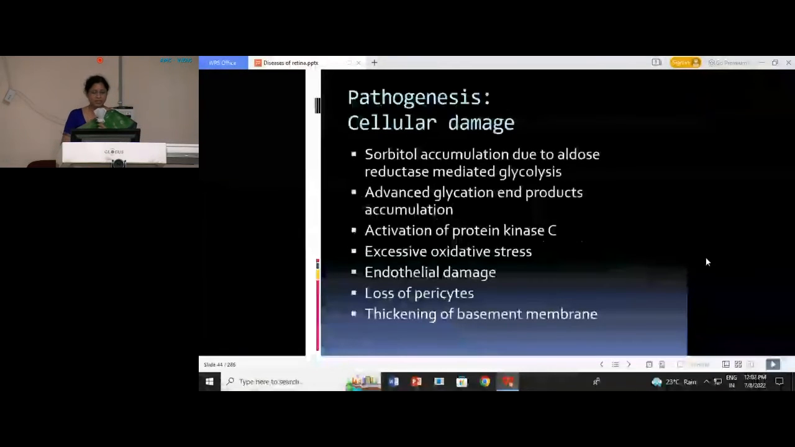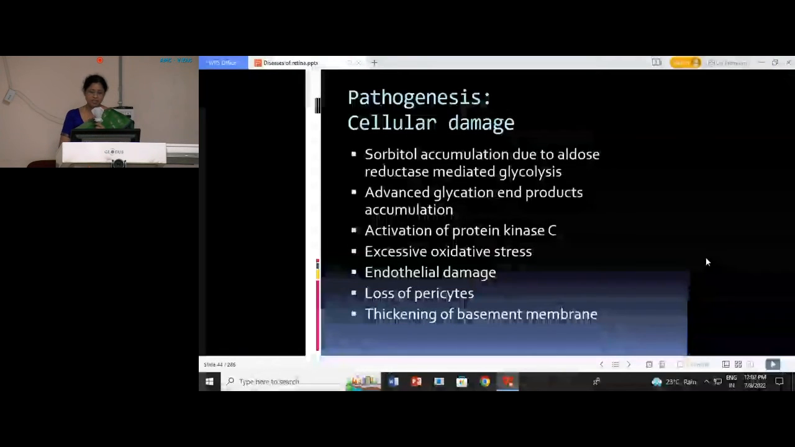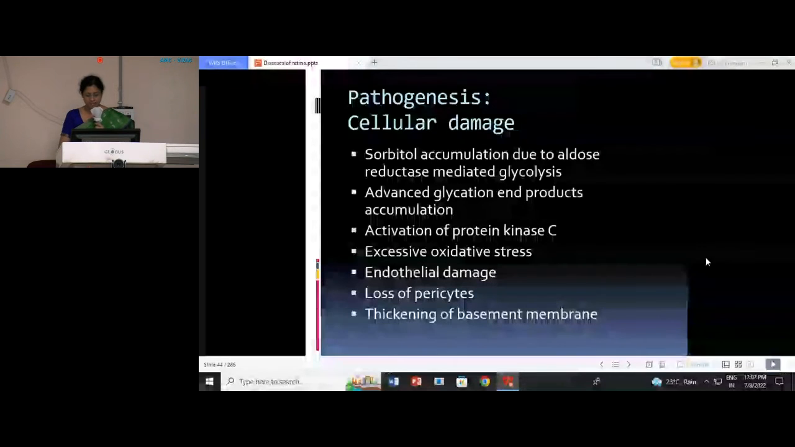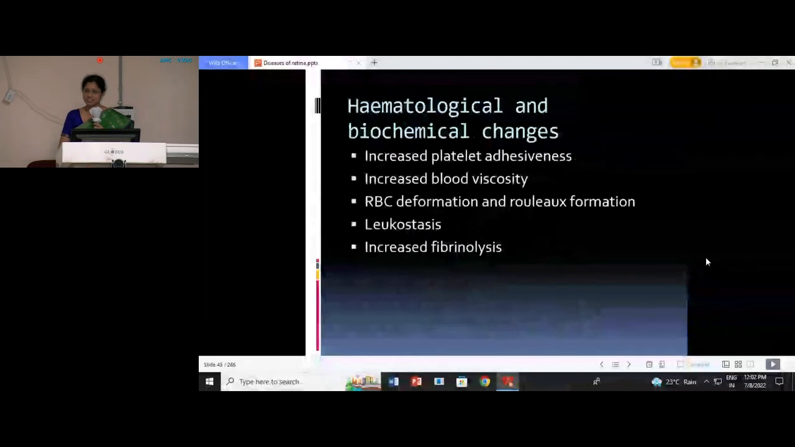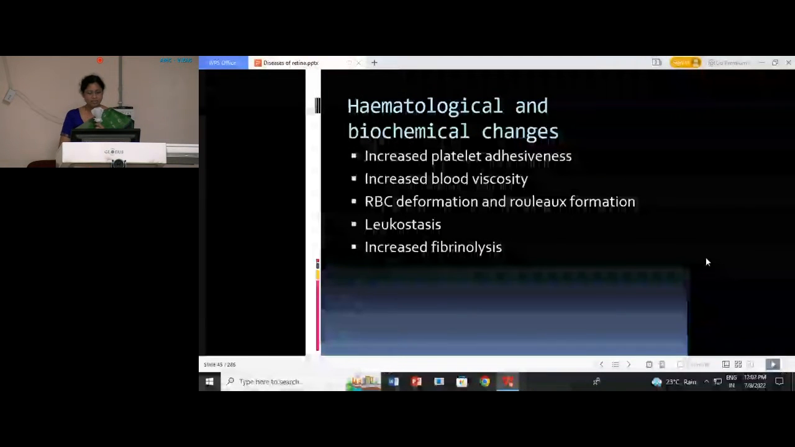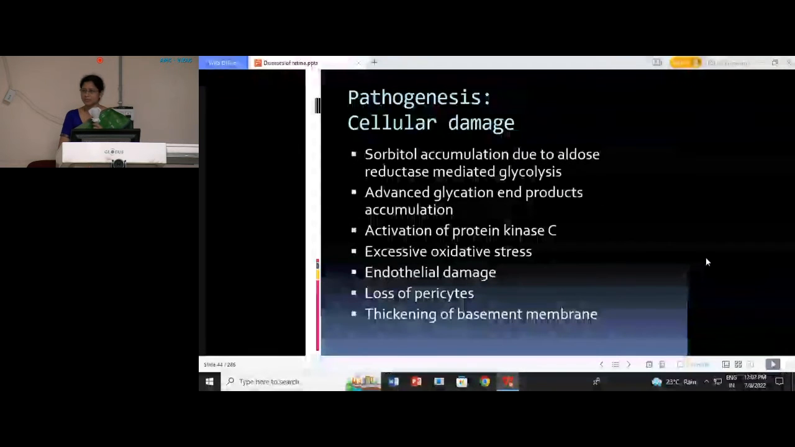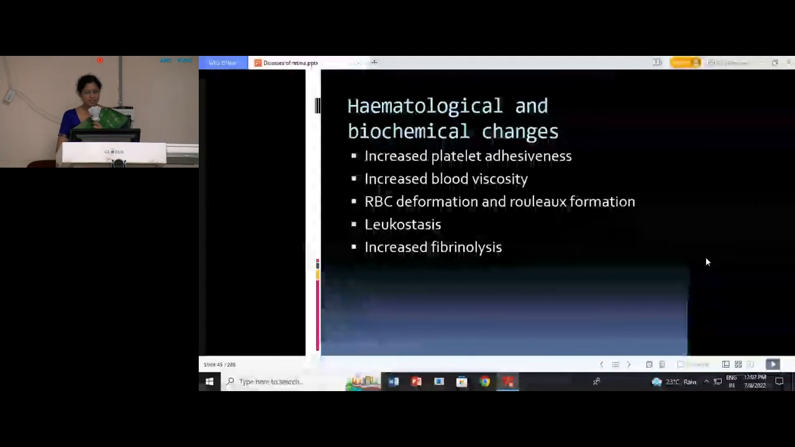Then coming to the pathogenesis of diabetic retinopathy. We get cellular damage, and also hematological and biochemical changes. Basically, because of increased hyperglycemia, there will be accumulation of sorbitol and also advanced glycation end products. They lead to endothelial cell damage, loss of pericytes, and thickening of the basement membrane. These are the various hematological and biochemical changes that occur in diabetics.